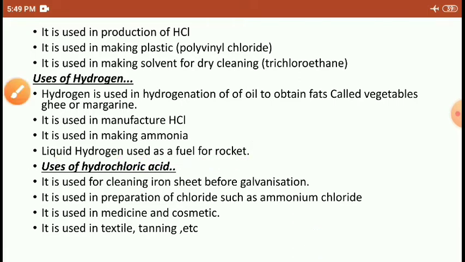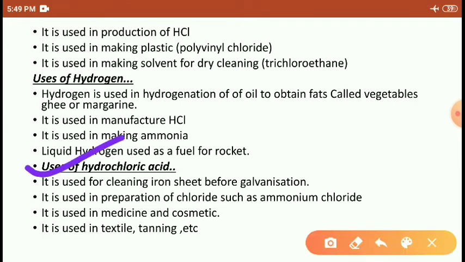And the next, students, the uses of hydrochloric acid. Hydrochloric acid, that is HCl, is used in cleaning iron sheets before galvanization. So galvanization means, students, a process in which any metal, or you may say iron metals, are coated with zinc, right? The iron metals are coated with zinc. That process we call galvanization, right?